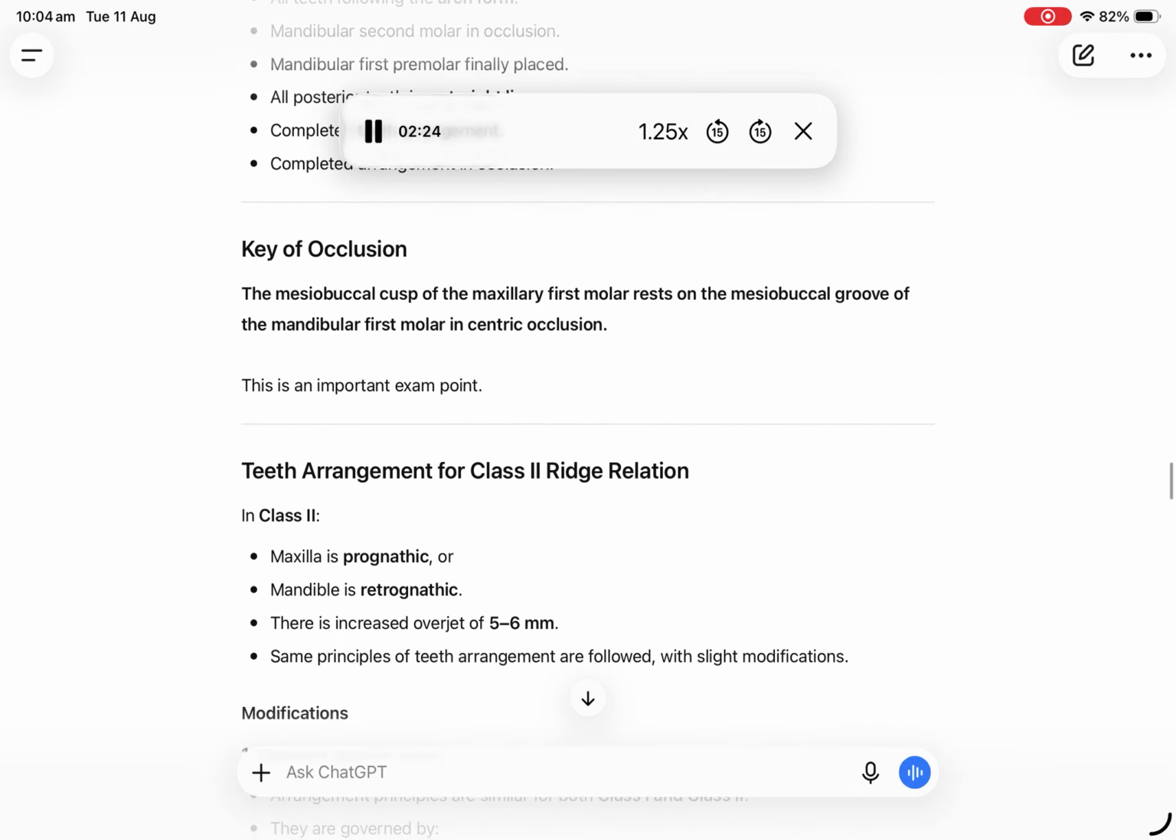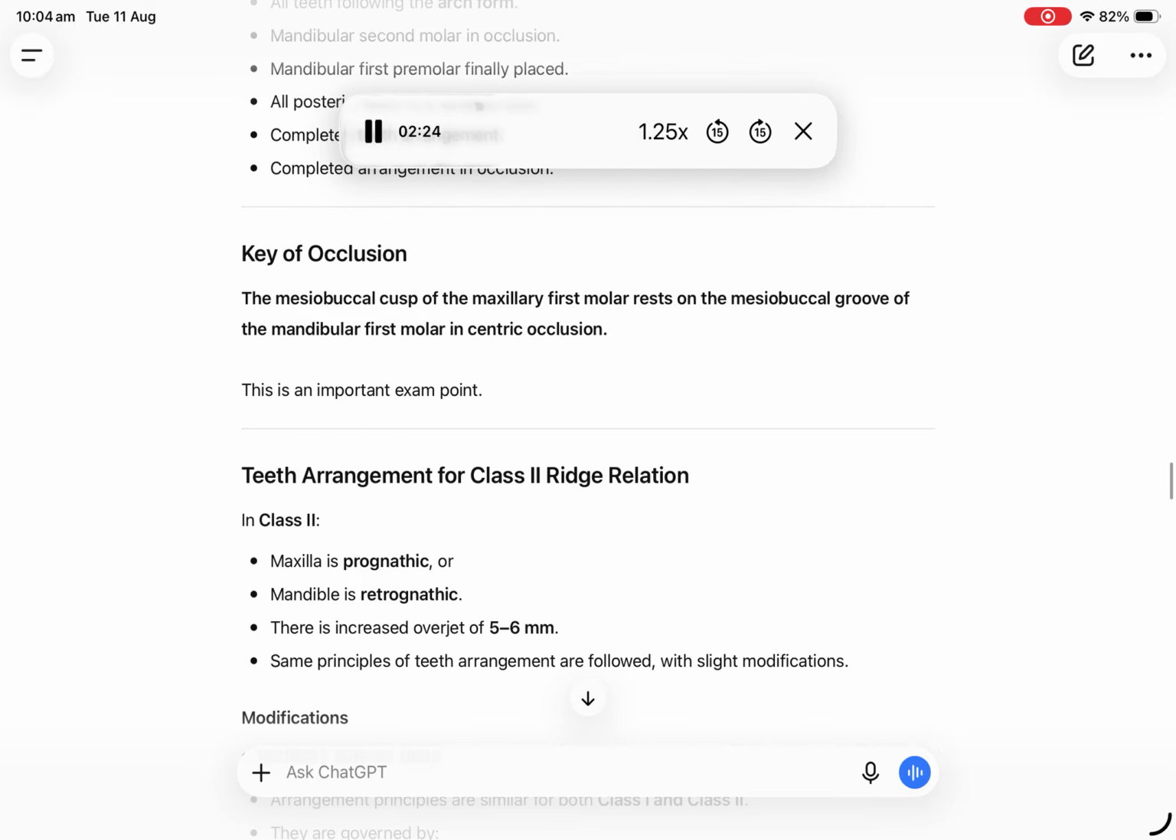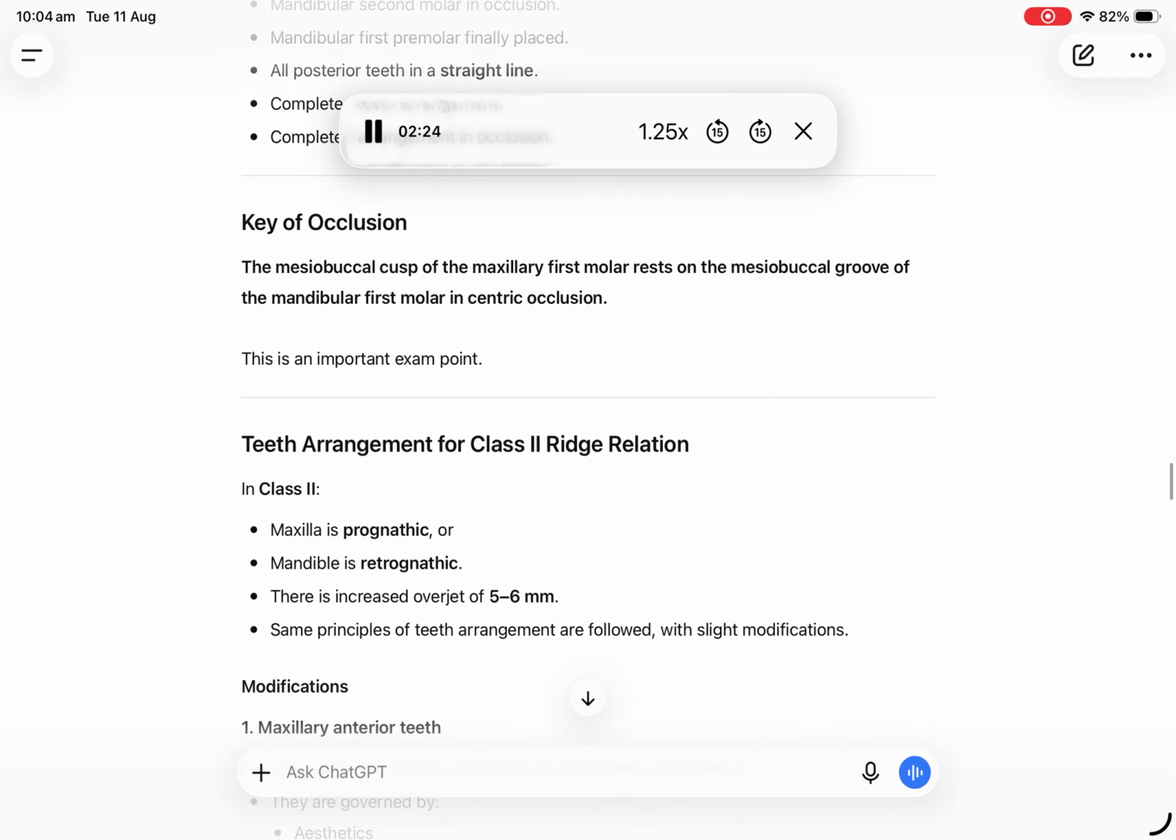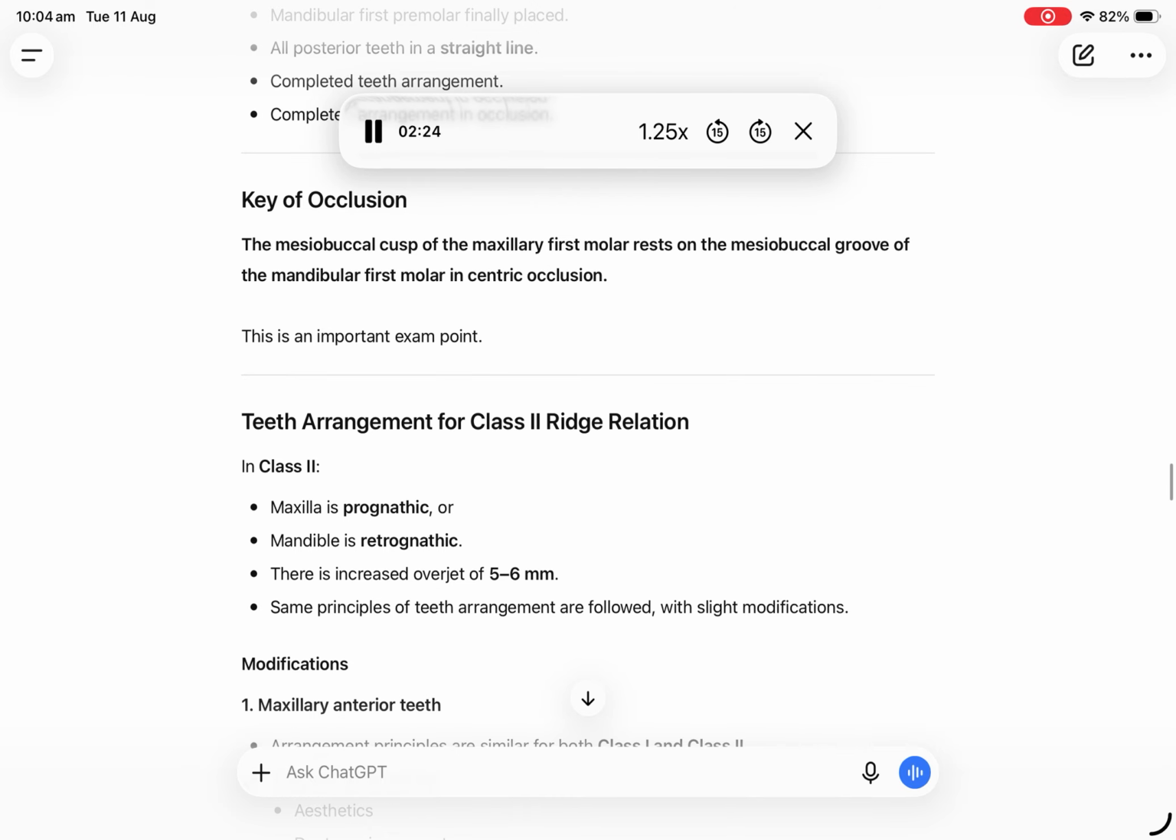Key of occlusion. The mesiobuccal cusp of the maxillary first molar rests on the mesiobuccal groove of the mandibular first molar in centric occlusion. This is an important exam point.